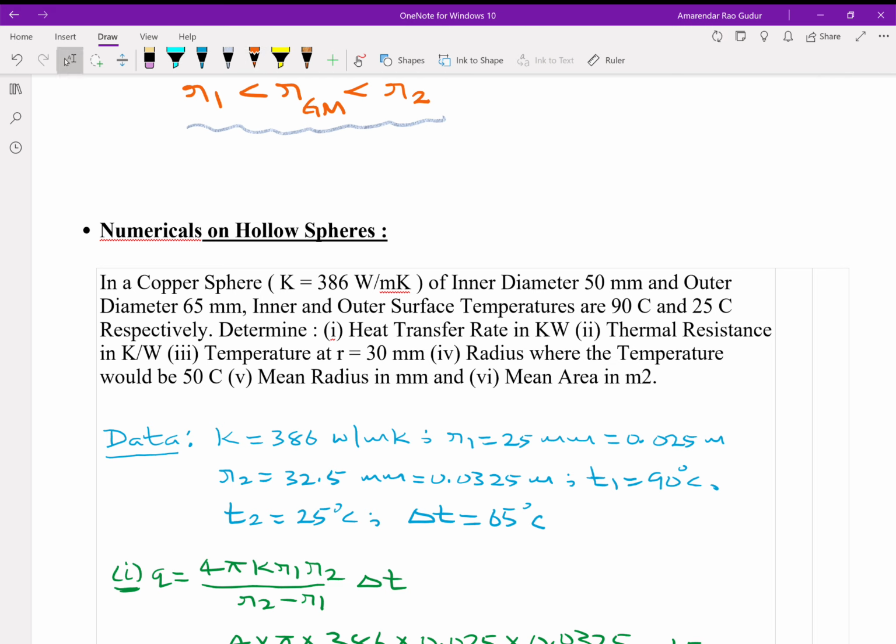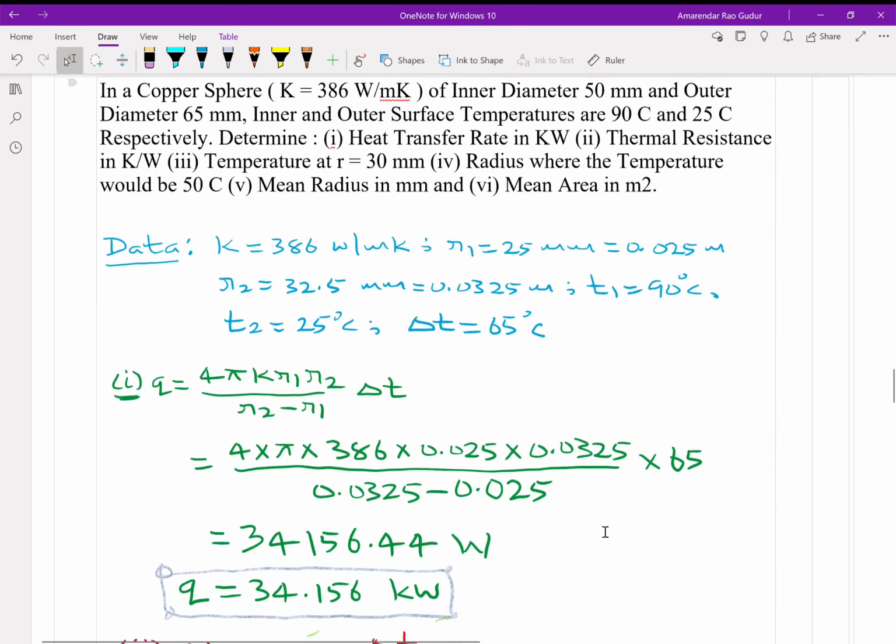First of all, we jot down the data, that is K is 386, then R1 is 25 mm, divide by 1000, 0.025 meters, R2 is 32.5 mm, divide by 1000, 0.0325. Please remember, R1 is half of 50 mm, the inner radius, and R2 is half of 65 mm, 32.5. Have them in meters. T1 is 90, T2 is 25, then their difference is 65, that we call the thermal potential.